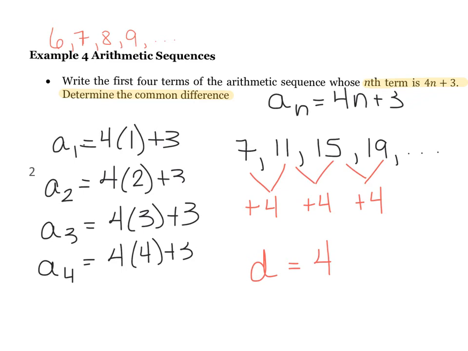Where do I see that in my formula? Okay, this gets to be pretty important. This 4 shows up right there, or we can say it's here. Right? It's kind of like the slope of the equation when we are looking at arithmetic sequences.